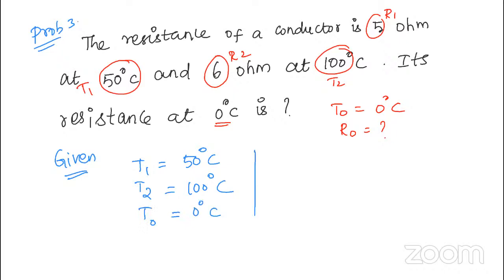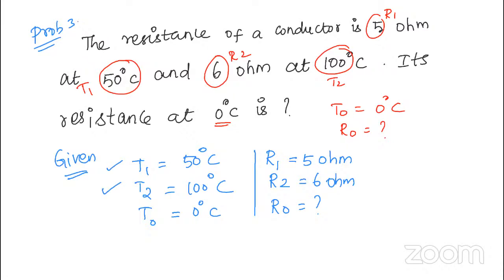Okay, then R1 is equal to 5 ohms, and R2 is equal to 6 ohms, and we have to find the R naught value. So now we know our formula, right? RT is equal to R naught into 1 plus alpha into delta T. So we are going to use this formula. Here they are given T1, T2. So we form two equations, and from them we find the R naught value.